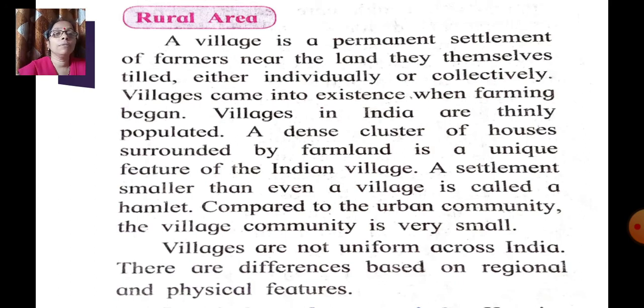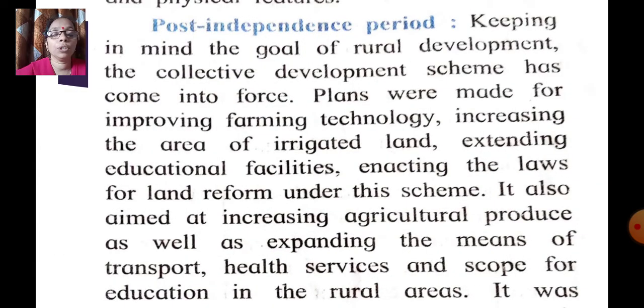Villages are not uniform across India. There are differences based on regional and physical features. So we'll find that the villages are not uniformly settled across India. Why? Because of the occupation or the fertility of the land which is available for them for agricultural process. So accordingly we find that there is no uniformity of villages across India.